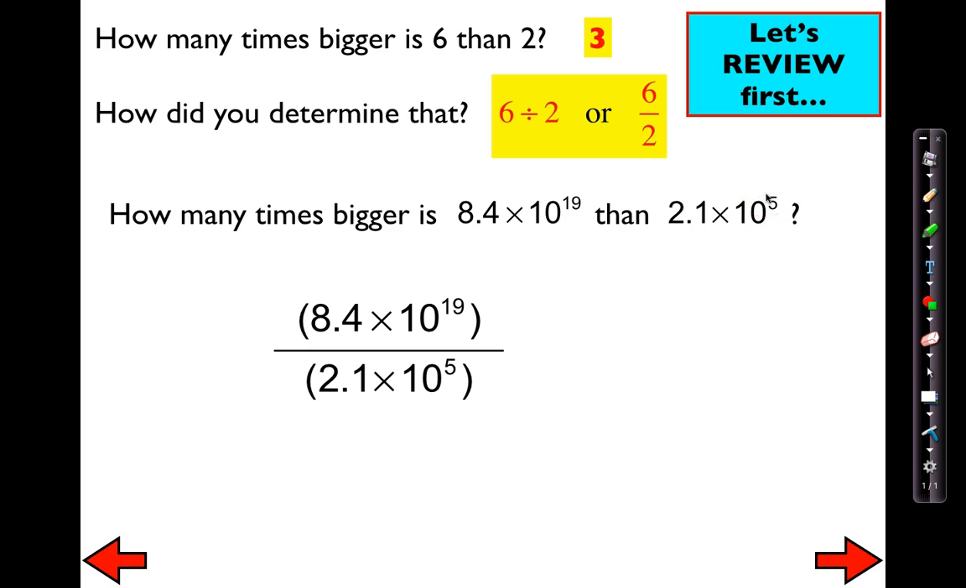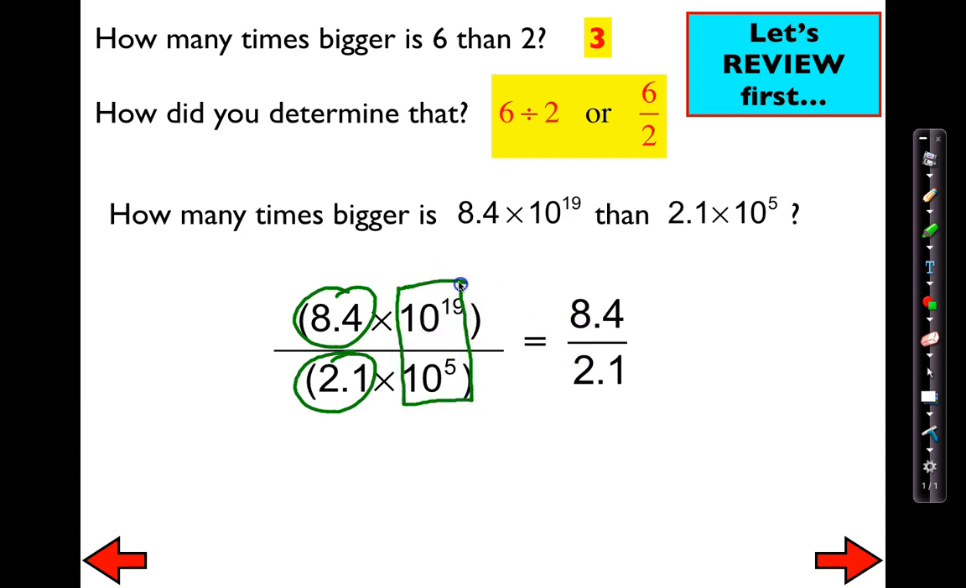Now, like before, I'm going to pair up my coefficients, so 8.4 divided by 2.1. And then here, just because we've had experience with division already, to save myself some time, instead of putting times 10 to the 19th over 10 to the 5th, I know I'm going to have to subtract these exponents because it's division, and yet again I'm applying one of the properties of exponents. So I'm going to multiply that by 10 to the 19 minus 5. That's going to save me an extra step.